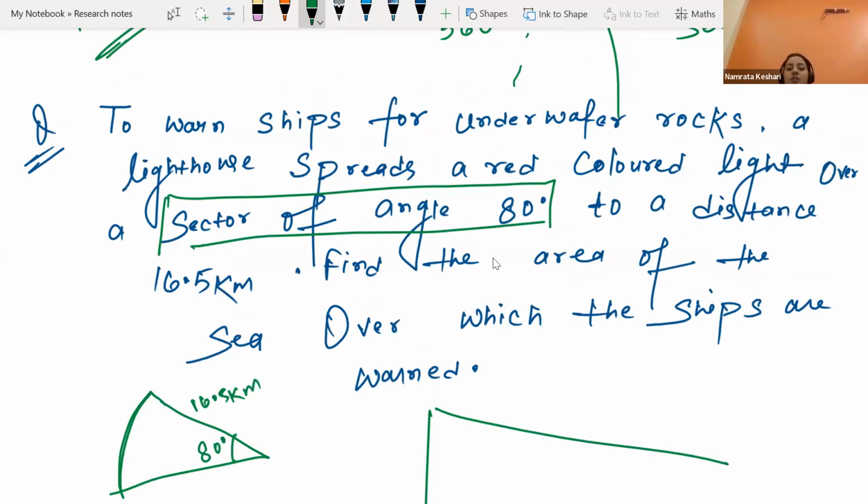And find the area of the sea over which the ships are warned. That means find the area of the sector. The lighthouse is spreading the light and making the sector like this, whose length is 16.5, and creating the sector where we have danger. We have to find the area of the sea over which the ships are warned. So basically, the area of the sector.